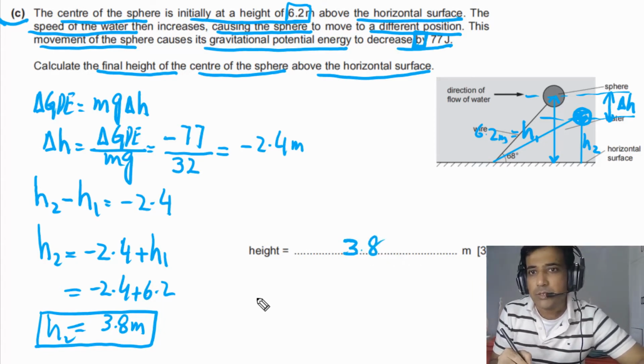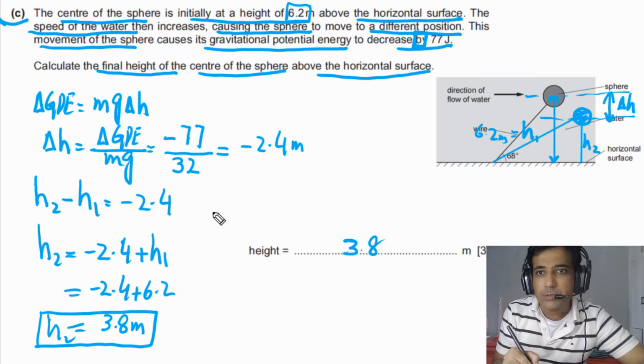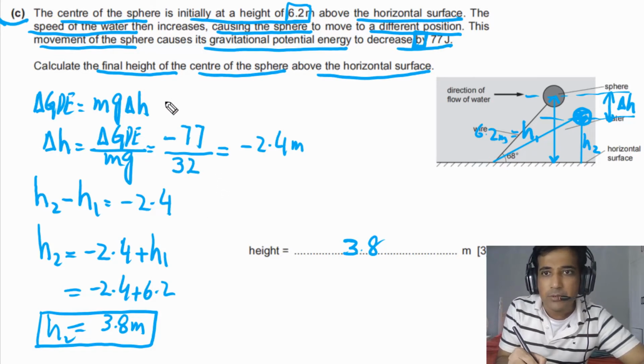This question has 3 marks. The first mark you will get if you have written this formula. So if you have written the formula, you will get 1 C mark, and the second mark you will get if you have got right value of decrease in height.